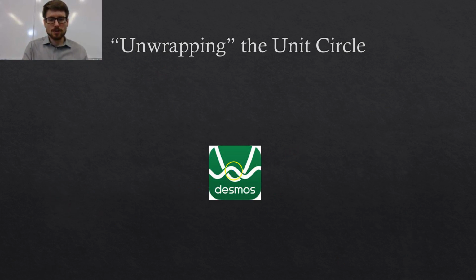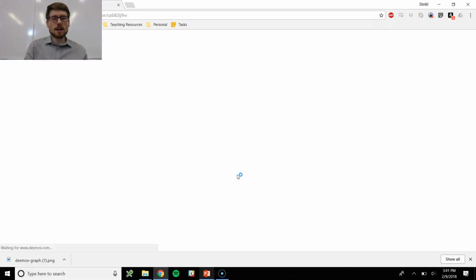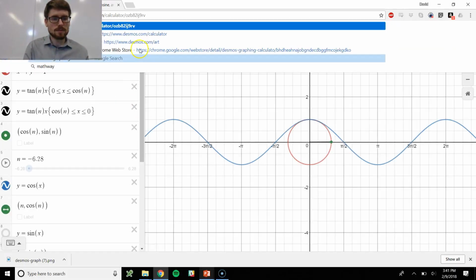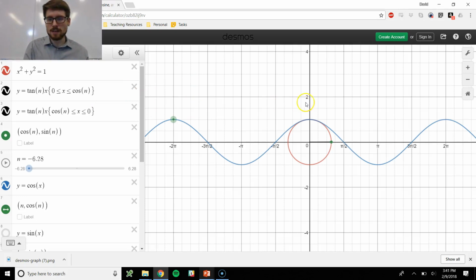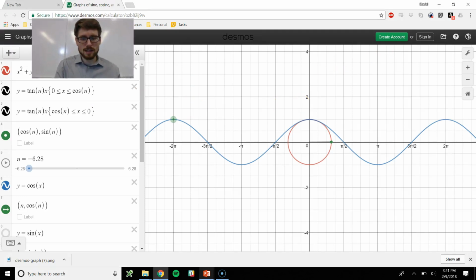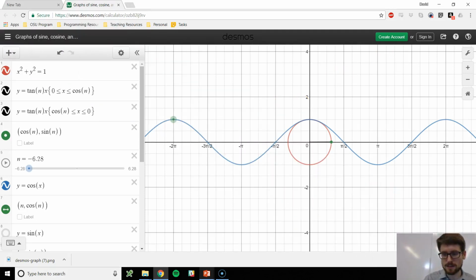All right, I want to show you a slight little demo, and then I'll wrap this video up. This is my unwrapping the unit circle demo. I like this graphic. I like this visualization a lot, actually. Okay, so here we have the unit circle, and I have the graph of cosine in blue. So this is the graph of cosine.